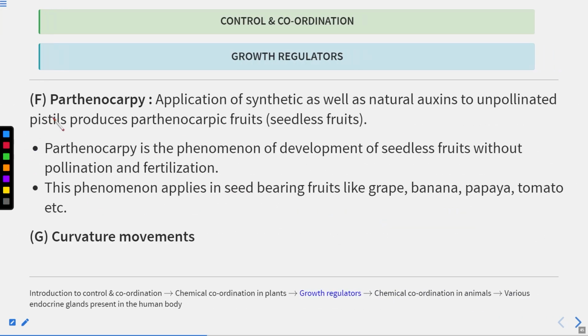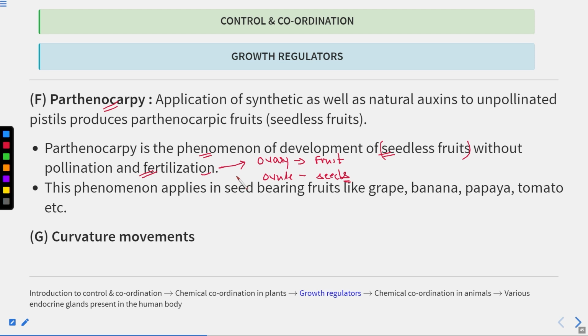Now, parthenocarpy. What is parthenocarpy? Parthenocarpy is the phenomenon of development of seedless fruit without pollination and fertilization. How can you simply define parthenocarpy? It is the formation of seedless fruit without fertilization. Usually, after pollination and fertilization, the ovary develops into fruit and the ovules develop into the seeds. So this happens after fertilization.